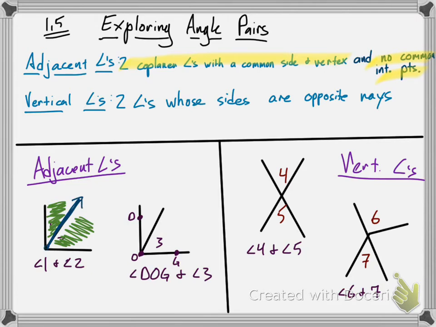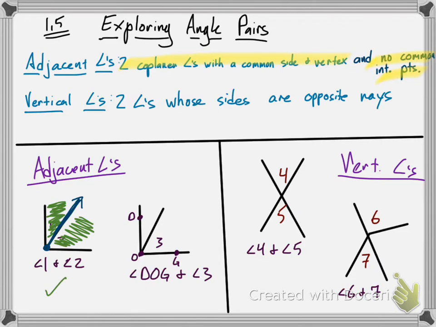They share a vertex as well. And the two green sections, they do not overlap, meaning they have no common interior points. So angles 1 and 2 would be an example of adjacent angles. And you want to think of adjacent angles as they are right beside each other.